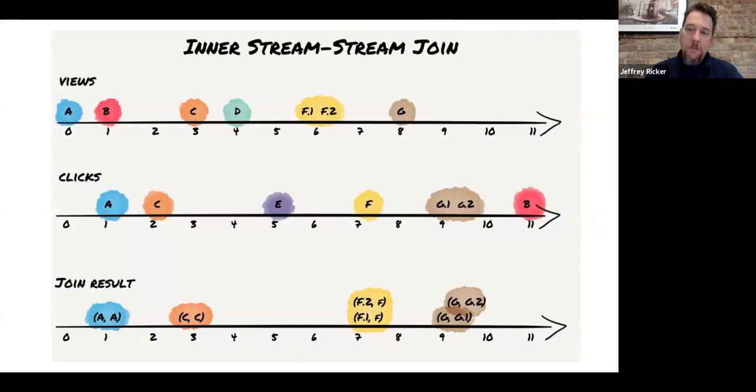And notice B occurs at 11, but we don't emit something. And the concept here is that if you're joining stream to stream, there has to be some window of relevance. And so we're going to say that the window of relevance here is 5 time clicks. So no join would be emitted if we're doing a stream to stream join for B, because it's outside the window of relevance for an inner join. Does that make sense?